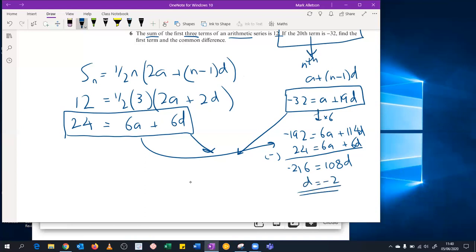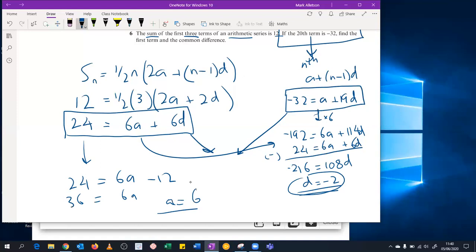So if d is minus 2, then I can find a. I'm going to substitute d is minus 2. Oh, someone said you can divide by 6 to make it simpler. Oh, wow, that would have been so much easier. Thank you. So d is minus 2. Substitute that in here. 24 equals 6a minus 12. So 36 equals 6a. So a was 6. Okay, so a was 6, d was minus 2. And thank you to the person who said I should have divided by 6. Absolutely should have done. It would have been a lot quicker.